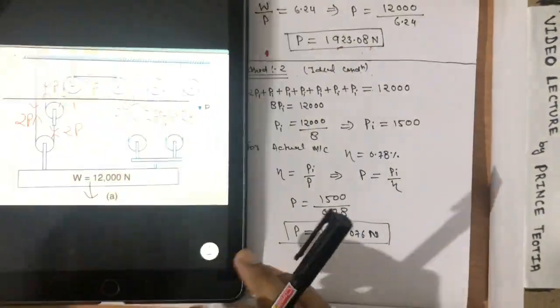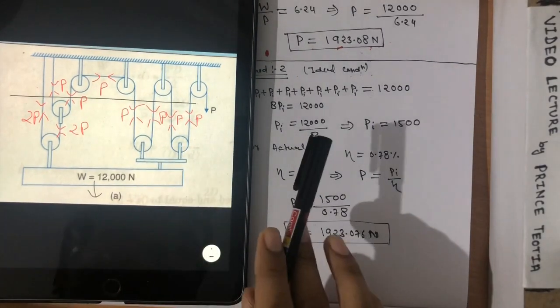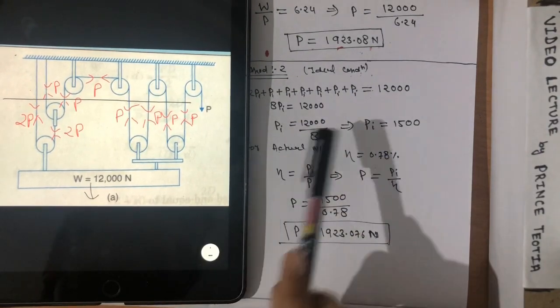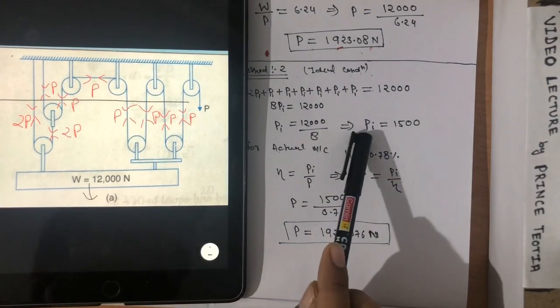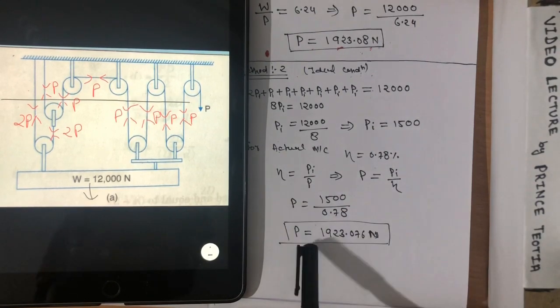If you are unable to identify which system of pulley it is, I suggest you go manually and find it like this. Just find the relationship between P and W. Once you get the ideal effort, then with the efficiency you can easily find the actual.